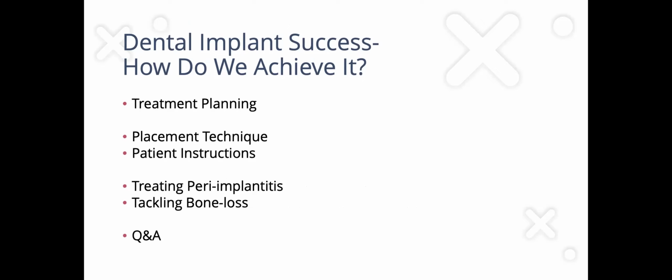So we're going to hopefully get into the treatment planning part of achieving success with dental implant placement. That's a part of achieving success. We'll talk about placement technique. That also plays a role. And then I added patient instructions, even though it's not really part of placement technique, but patient instructions is crucial for the whole team to be involved in when we're considering success of a dental implant placement.